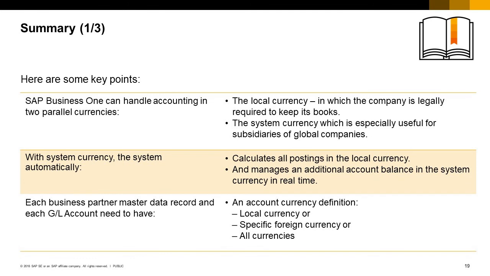Here are some key points to take away. SAP Business One can handle accounting in two parallel currencies, the local currency, in which the company is legally required to keep its books, and the system currency. When the system currency differs from the local currency, the system automatically calculates all postings in the local currency and manages an additional account balance in the system currency in real time. Each business partner master data record and each GL account need to have an account currency definition set to one of these three choices: local currency, a specific foreign currency, or all currencies.